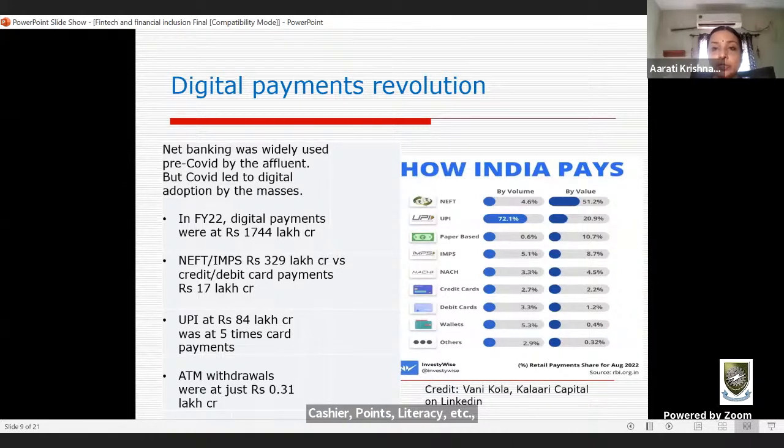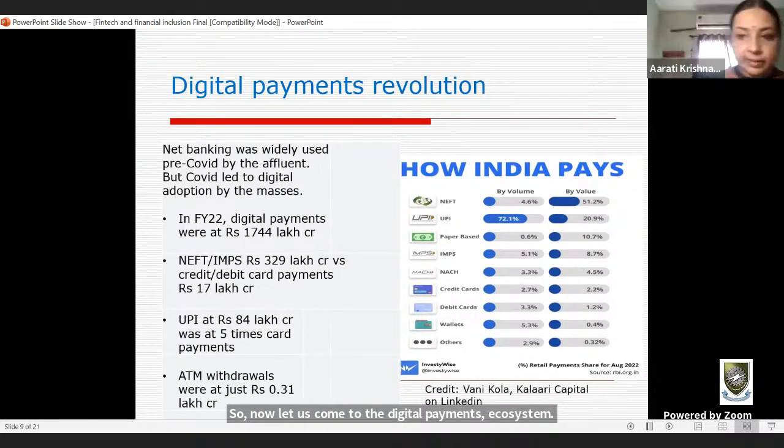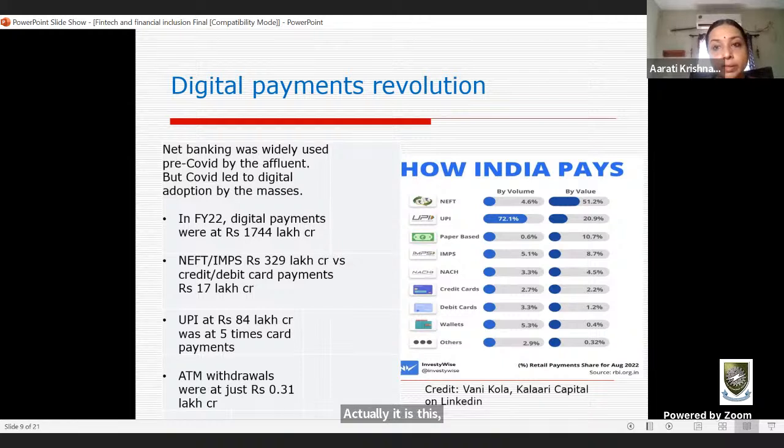So now let us come to the digital payments ecosystem. Apart from the Jan Dhan Yojana accounts, one initiative which has really attracted worldwide accolades is India's payment ecosystem and how it has evolved.